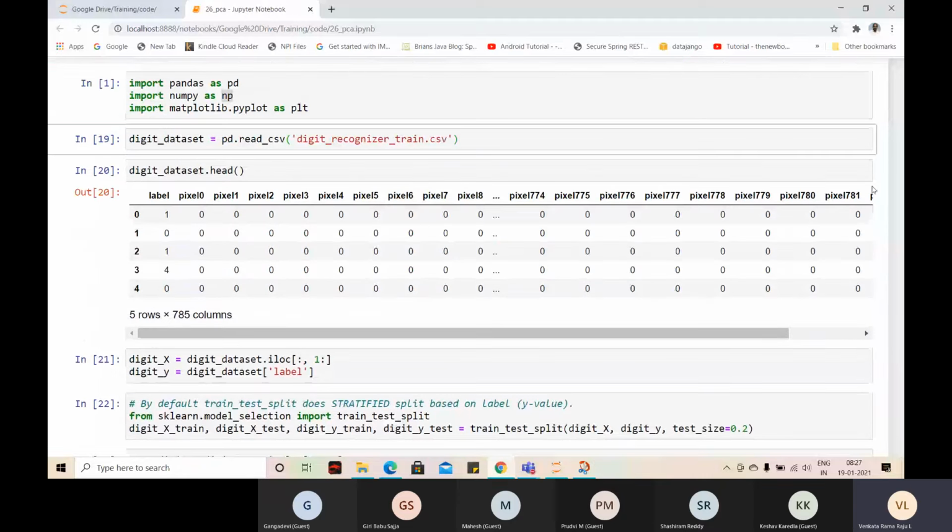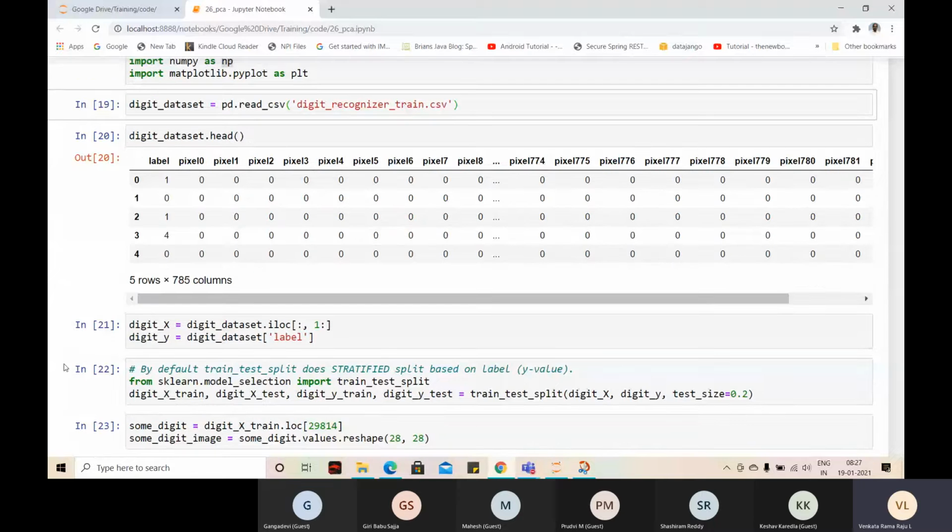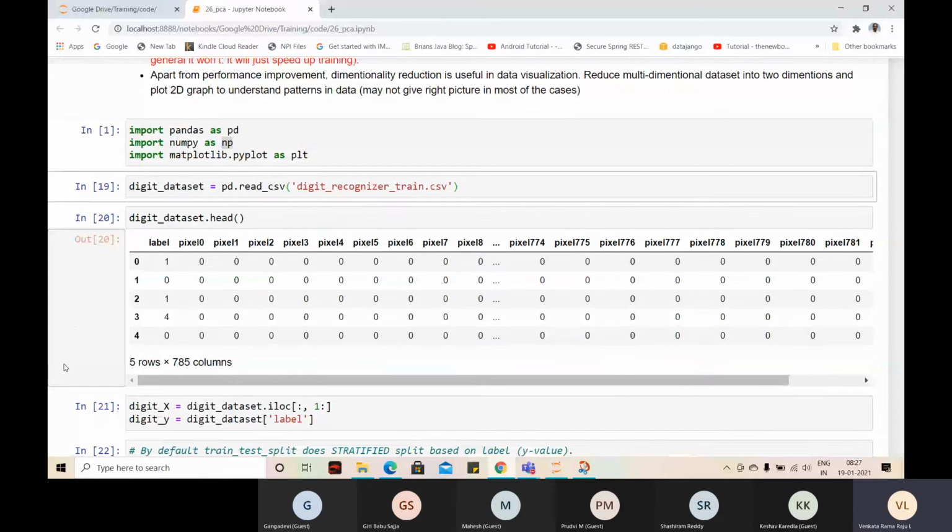So I am trying to apply PCA and reduce the columns. There are 784 columns. I am trying to reduce the columns to maybe 400 or 200, build a model, and see how it works. So in a way, to make the supervised learning algorithm run fast, I'm using PCA to reduce the number of columns.